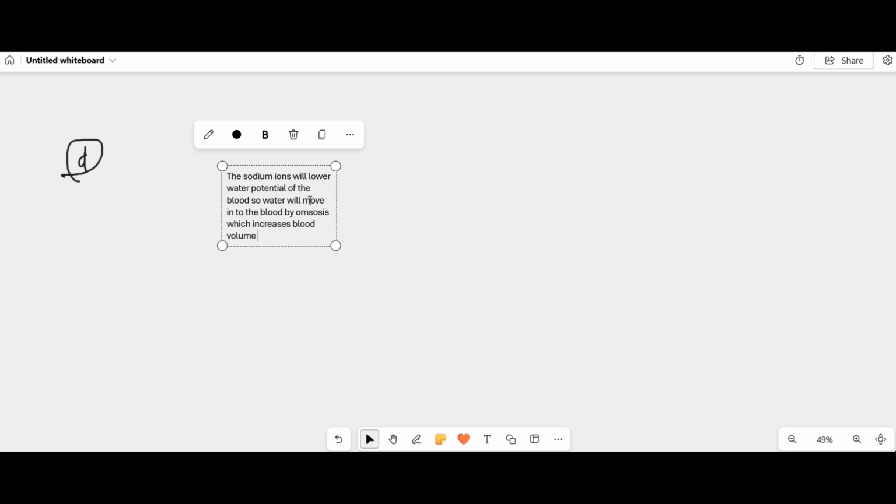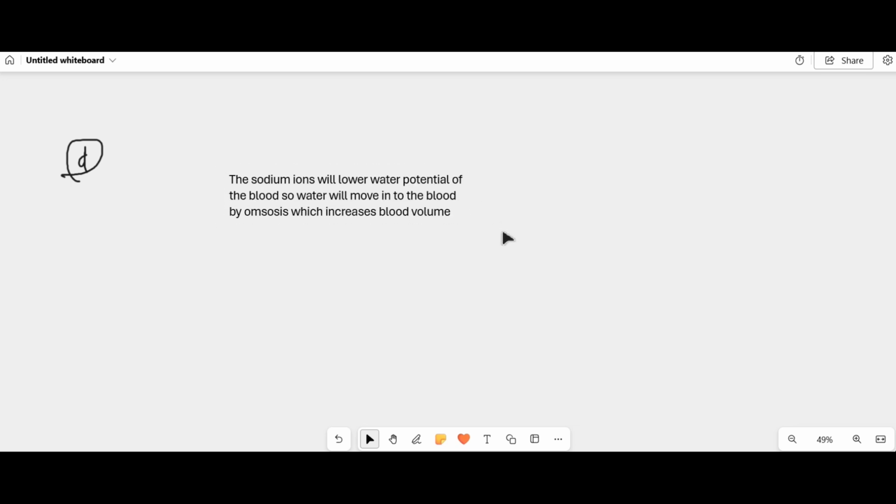You're going to increase blood volume. So basically, sodium ions here. When you've got more concentrated ions in the blood, it's going to lower the water potential, because you've got less room for water. So therefore, water's going to need to move in to fill that up, from higher to lower water potential by osmosis, which is obviously going to increase the blood volume. So therefore, standard. Alright, cool.